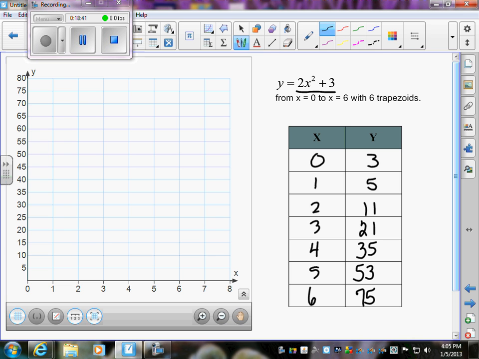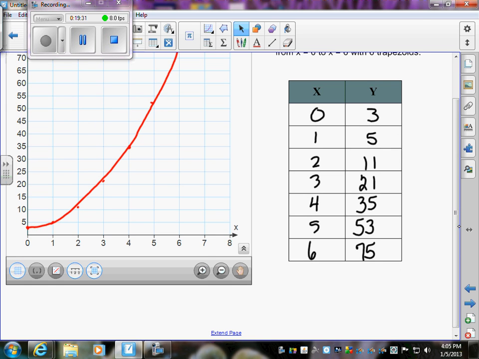Okay. So then let's just plot those points. We have 0, 3. We're just going to have to kind of approximate where that's at. We've got 1, 5, 2, 11. And you'll see in just a moment that you actually don't need to graph these. 3, 21. 4, 35. 5, 53. And then 6, 75. And we should see that this should look like a parabola, which it does. And so here's what's going to happen. We're doing 6 trapezoids. I'm going to draw those segments down.